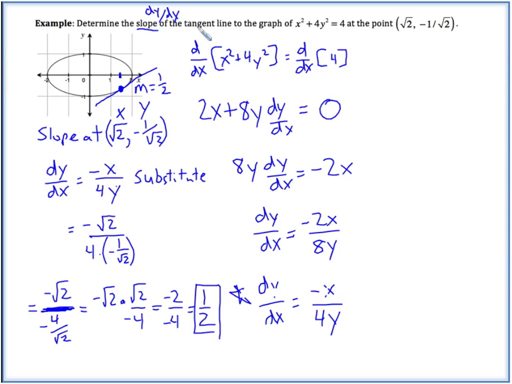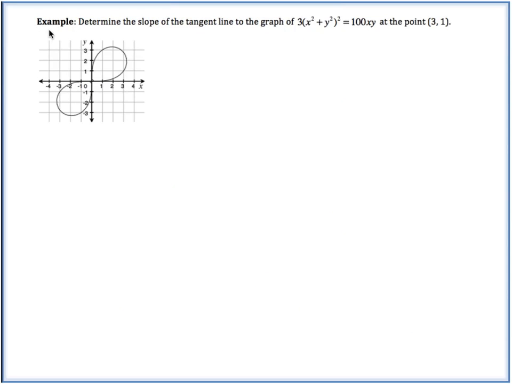Alright, so determining the slope of the tangent line, you just find the derivative using implicit differentiation, substitute your point in, and then you have your slope. Alright, so our next example says determine the slope of the tangent line to the graph of 3 times x squared plus y squared equals 100xy at the point 3, 1. Alright, this one is a little bit tougher again because you can see now we have a function inside of another function. So we have the chain rule happening, but then because of this y, we also have the chain rule happening again inside here.